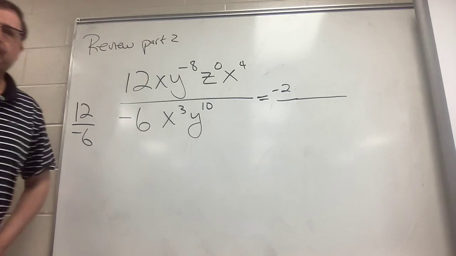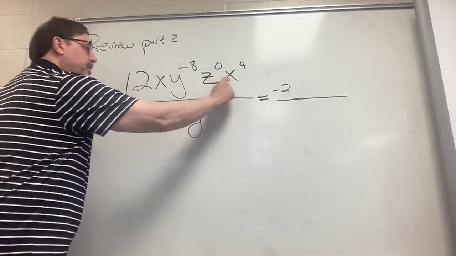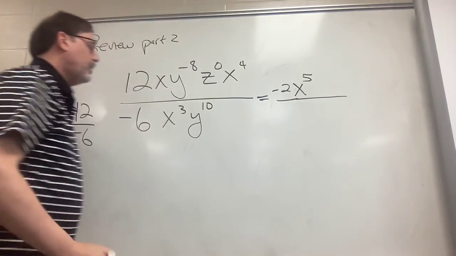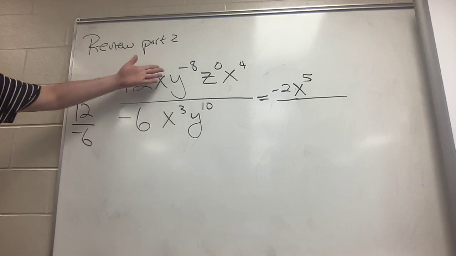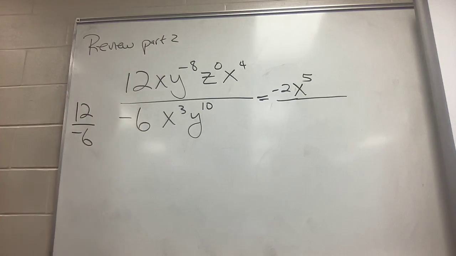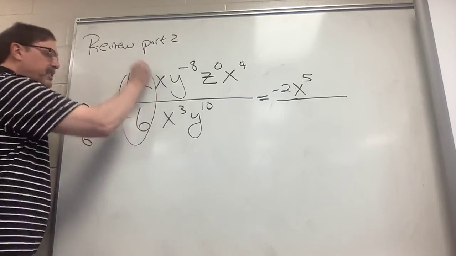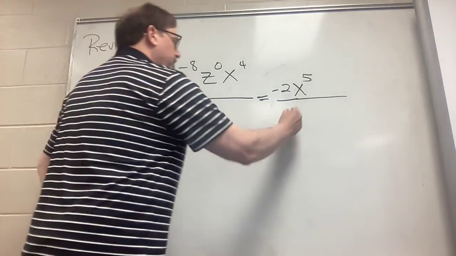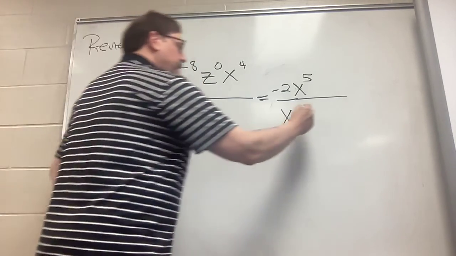All sorts of ways you can attack this problem. I'm going to choose this. I'm just going to put together my x's on top and keep them there for a while, add the 4 and the 1. As long as I'm at it, I'm going to bring down that y to the negative 8. So this 12 over 6 is all done with. We're not even looking at that anymore. Still have an x to the 3rd here. I guess I was bringing this y to the 8th down.